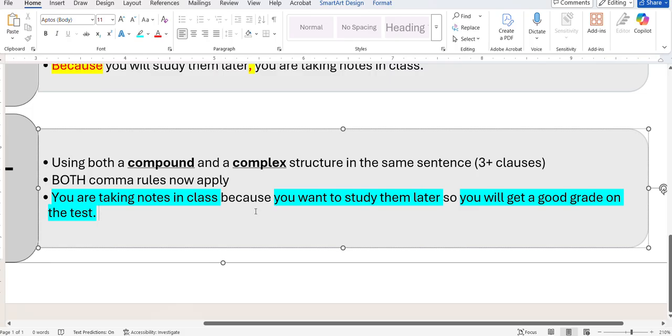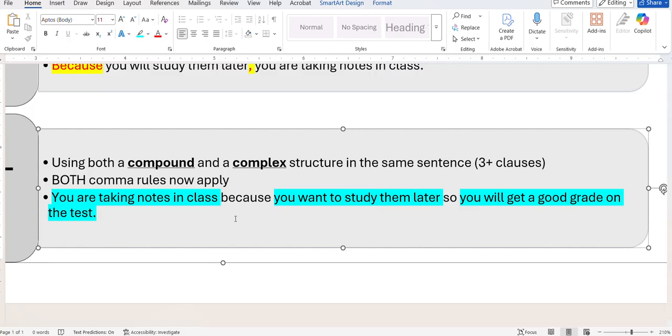But to make it look fancier and sound fancier and check that box that says uses good sentence variety, you want to combine them as long as it still makes sense. You don't want, you are taking notes in class because you want to study them later and your favorite color is purple. They have to all go together, and you have to get the punctuation right.